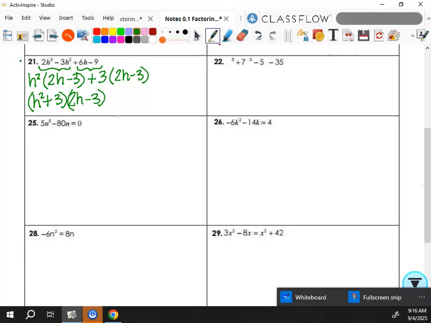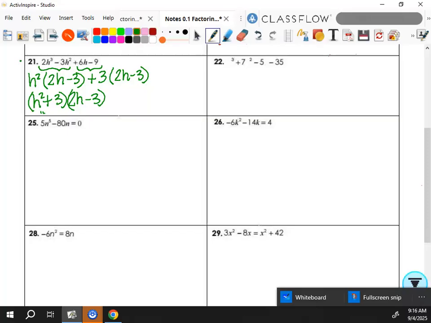And can I factor it anymore? No. If I could, the only one that would be more factorable would be this one, but it's not factorable, so I am done. Okay? Any questions on that? All right.